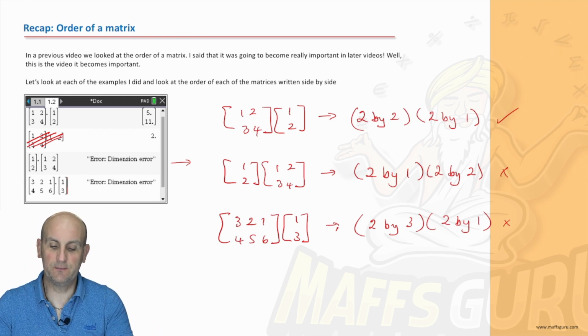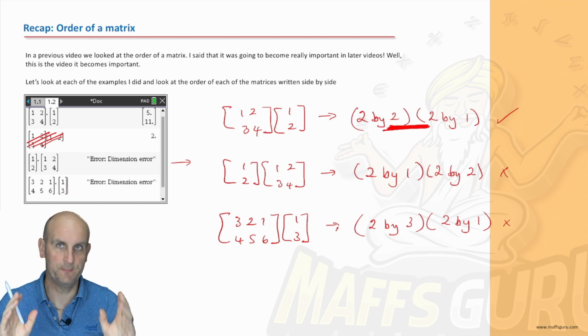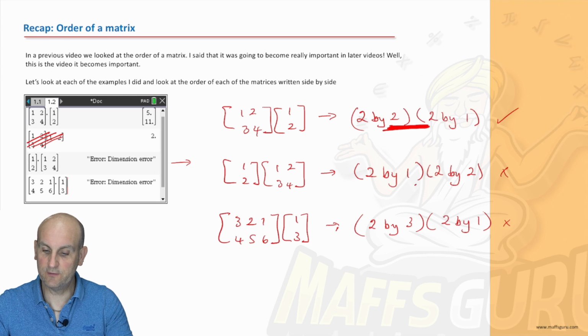Well, ladies and gentlemen, the trick to know whether you can multiply matrices together is: are the two middle numbers the same? What do I mean? Look at that. That 2 and that 2 there are the same. And when they are the same, we can multiply these things together. Because that was a 1 and a 2, no good. That was a 3 and a 2, no good.